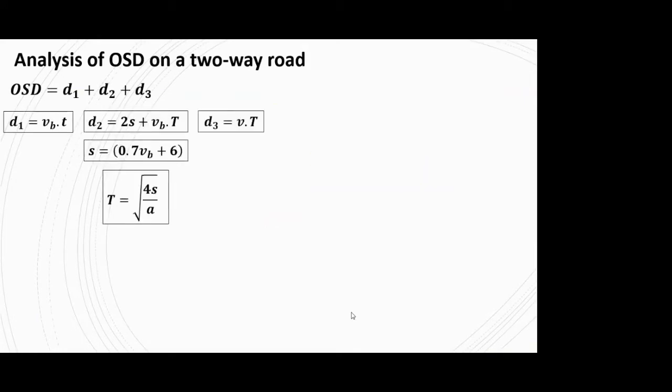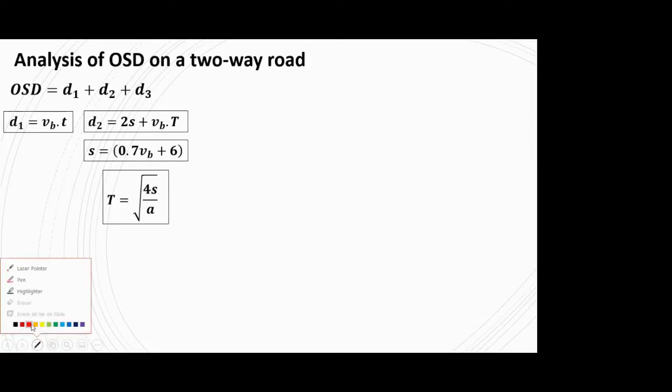So we'll start from here today. We all know OSD is D1 plus D2 plus D3. And D1 we have this formula, D2 is 2S plus VB into T. And that S is nothing but the spacing between the following vehicle and the vehicle which is ahead. For that we have an empirical formula, 0.7 VB plus 6, and for this overtaking time T we have a formula under root 4S upon A, where A is the acceleration of the overtaking vehicle, and for D3 we have design speed into overtaking time.